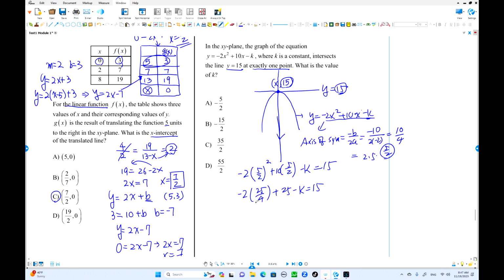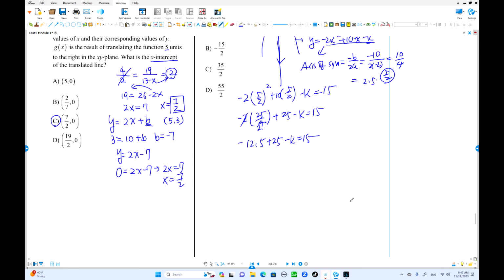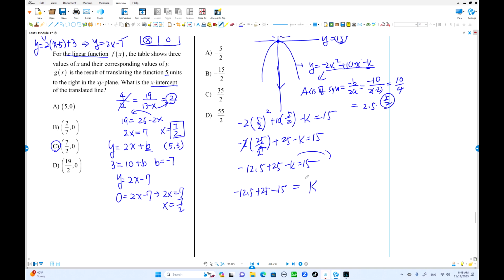This is actually how much? Negative 12.5 plus 25 minus k equals 15. What is the k? K to the right. K equals how much? Negative 12.5 plus 25 minus 15 again. Okay. So negative 12.5, negative 15, negative 27.5 plus 25 equals k. So k equals how much? Negative 2.5, okay?